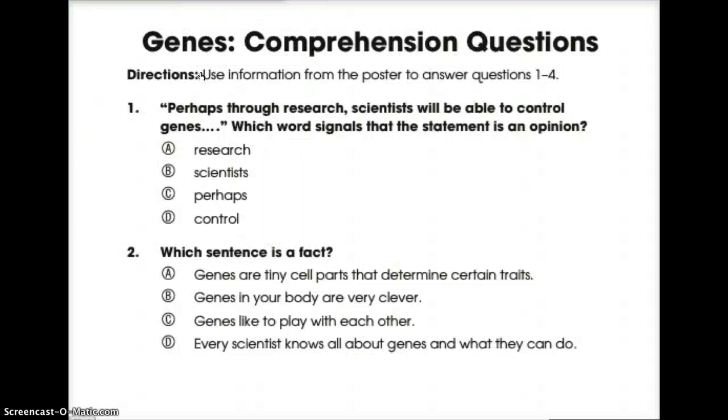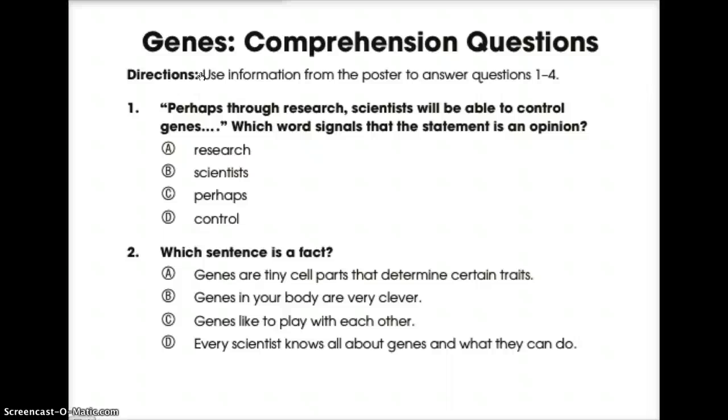This is BLM 5. I've cut the label off just because I don't think that label's important, but you should have this in your packet. And when we look at question 1, it says genes, comprehension questions, directions, use information from the poster to answer questions 1 through 4. Question 1, perhaps through research, scientists will be able to control genes. Which word signals that the statement is an opinion? Is it A, research? B, scientists? C, perhaps? Or D, control?